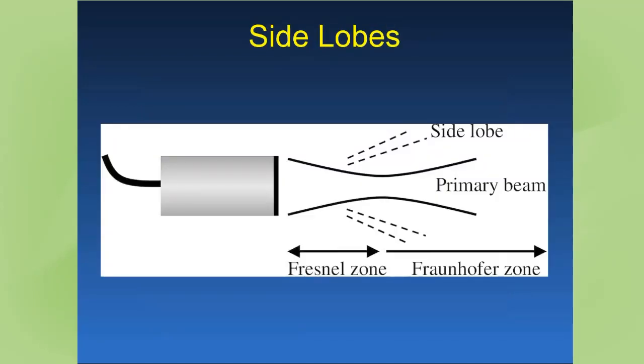Now back to our transducer. We saw a similar image earlier with the primary beam and the less energetic side lobes, but there are still ultrasound beams coming out, less energetic. Well, these side lobes can also cause artifacts.